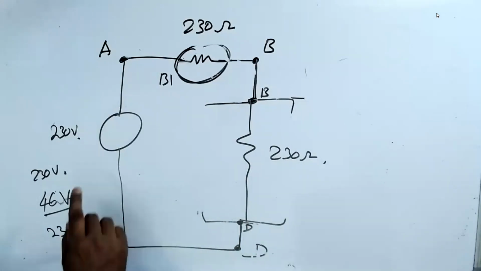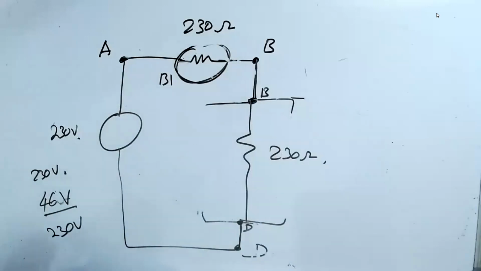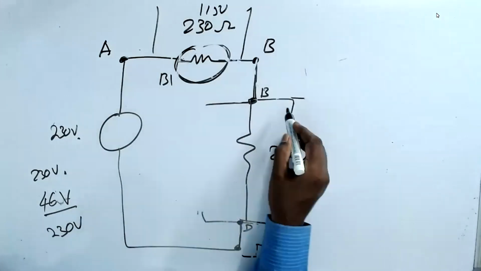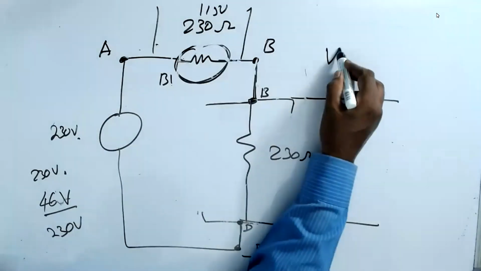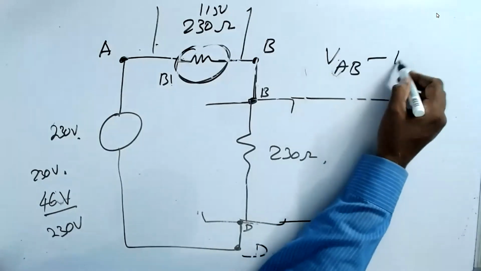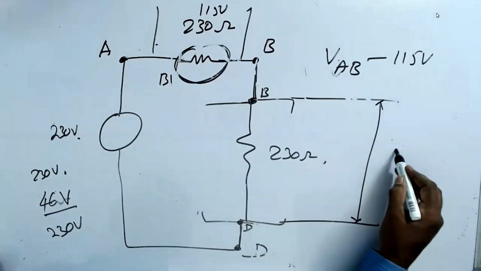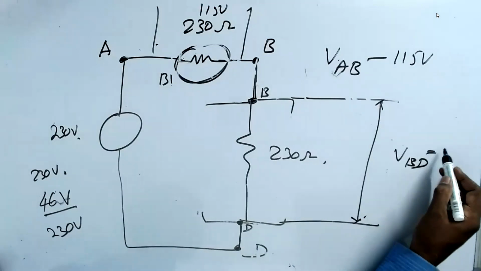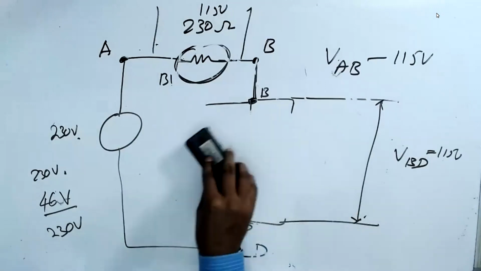Now what happened? 230 volts is divided across 230 ohm plus 230 ohm. So the voltage across this is 115 volts. So VAB, across A and B, is 115 volts. And between B and D, this is 115 volts. Now we expand this.